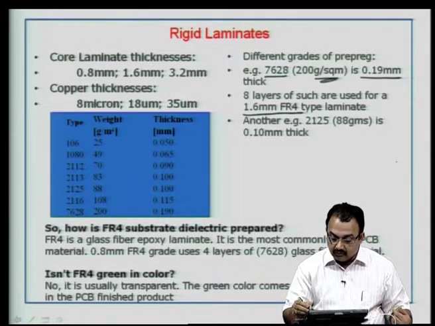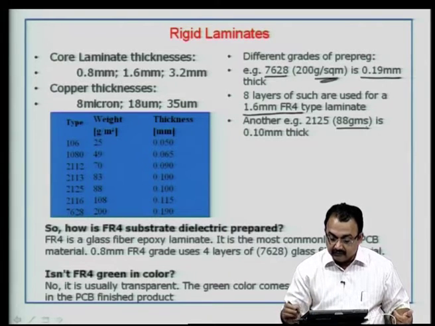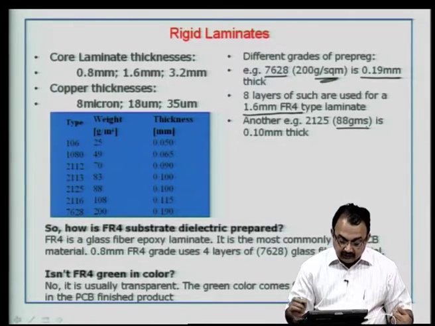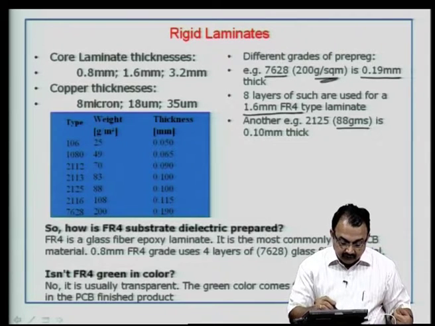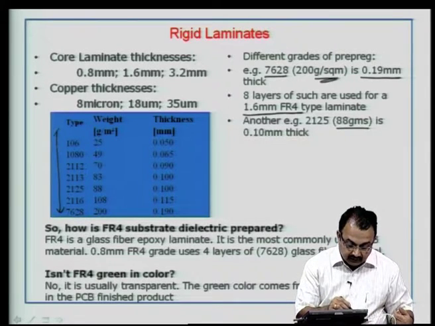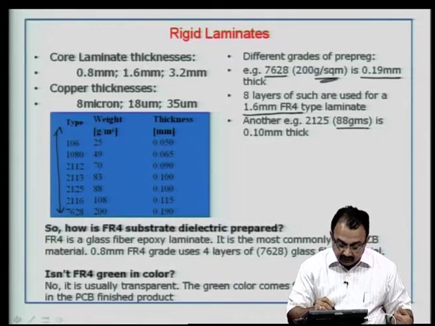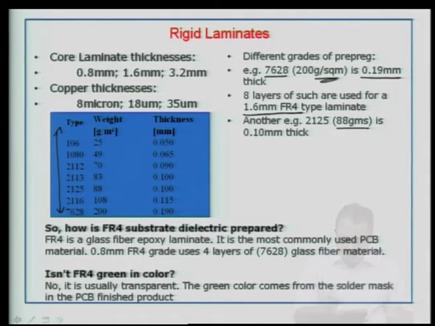Another one is 2125, which is 100 micron thick FR4, which contains 88 grams of the material per square meter. So, these are the kind of notations that are available. In this box, you can see various types of material listed. There are more, but we have listed here a few of them. 7628, 2116 for example is 0.115 mm thick, 2125 is 0.1 mm and for example 106 is 0.05 mm.